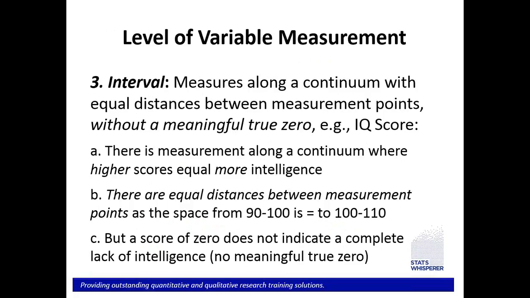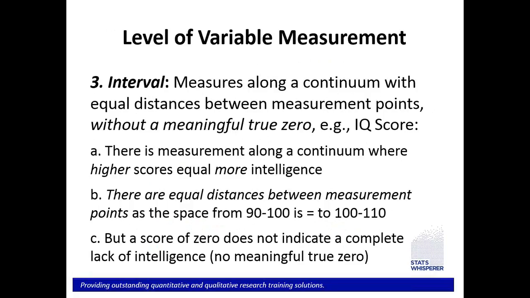Also, if we consider subsection A, it's measured along a continuum where higher scores equal more of that construct. If you're talking about an IQ score, it's more intelligence. So higher scores equal more intelligence, lower scores equal lower intelligence. That's called a continuum, and that's how an interval is measured. The same with our dependent variable, happiness. 1 means the least amount of happiness, and as you go up to 5, there's a greater amount of happiness. So that's an interval measurement, right?